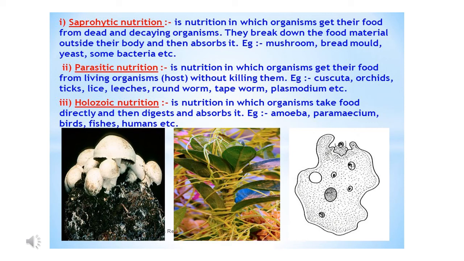Then we have the holozoic nutrition. In this mode of nutrition, the organisms take food directly and then digest and absorb it. So they undergo various steps in order to absorb the nutrition after eating or consuming the other organism. So we have here examples of amoeba, paramecium, birds, fishes and even us, that is human beings. Holozoic nutrition I will be explaining in the next slide also in detail. Okay, before that we will see our fourth one.